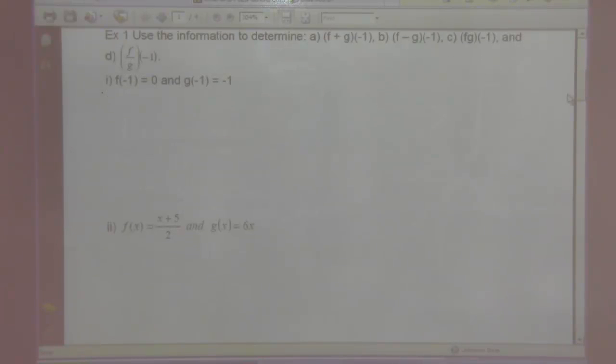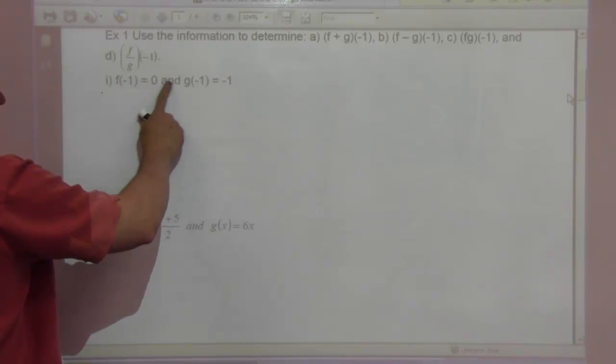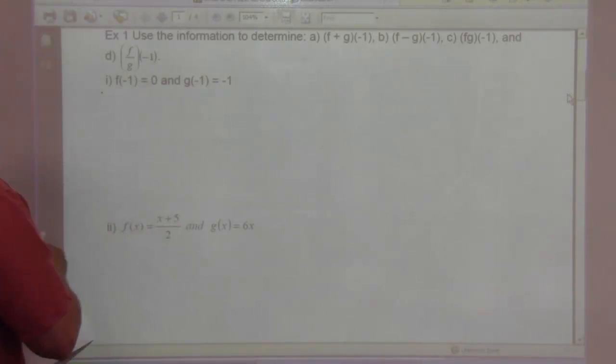I'm going to find f plus g of negative 1, f minus g of negative 1, f times g of negative 1, and f divided by g of negative 1. So here we're told f of negative 1 is 0, g of negative 1 is 1.